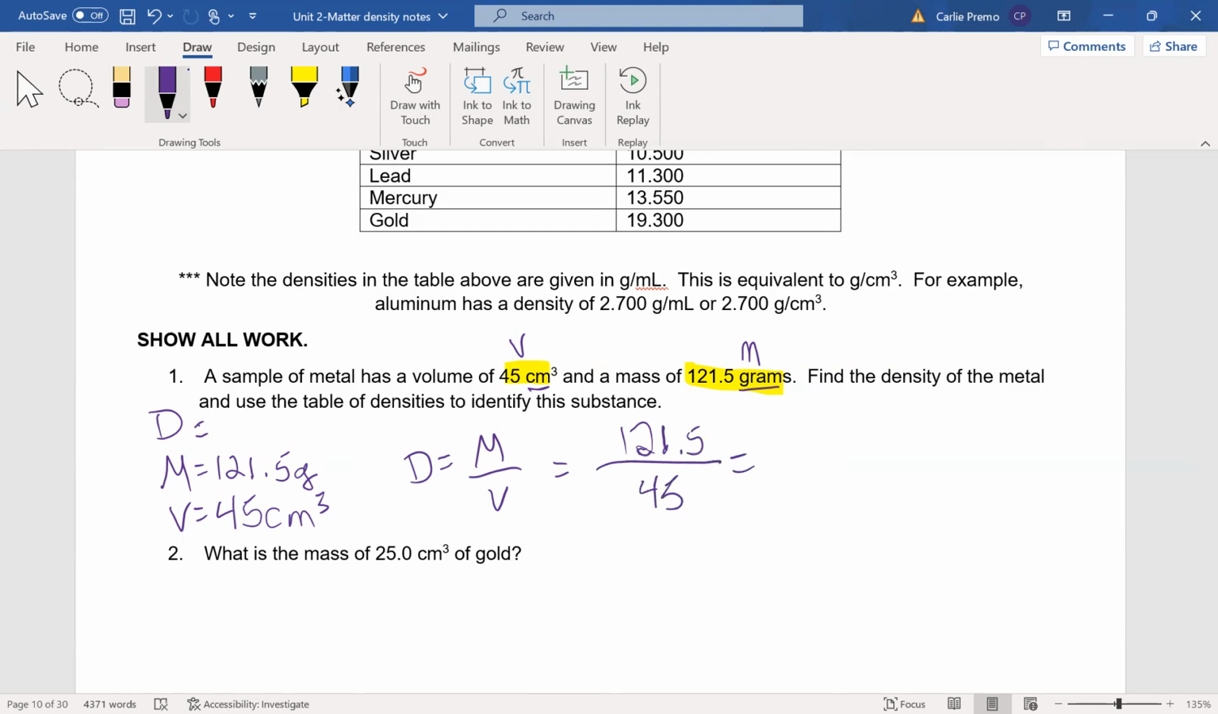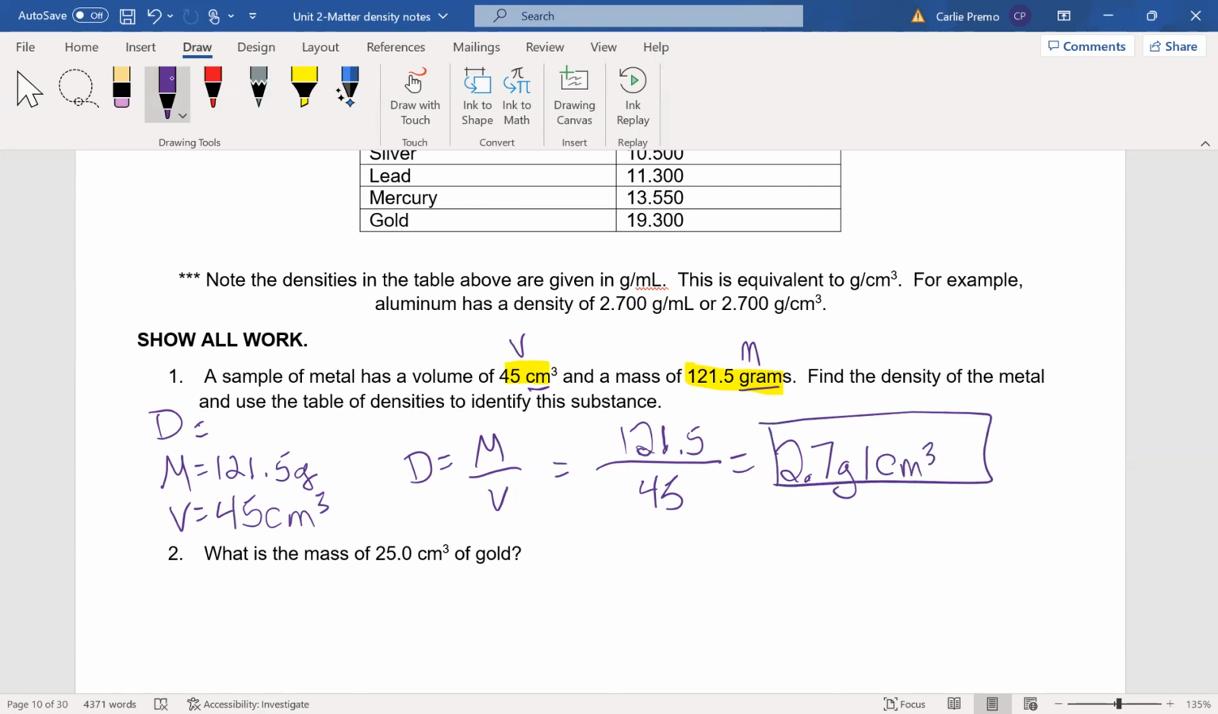We will want to care about sig figs here. So looking at our two numbers, we see that the volume is 2 sig figs and the mass is 4. So our answer should be recorded to 2 sig figs, which ends up being 2.7 grams per milliliter, or rather centimeter cubed, I guess, in this case. Again, they're interchangeable, but we'll try to stick with the units that the problem gave us.